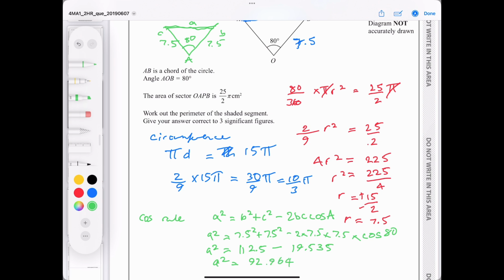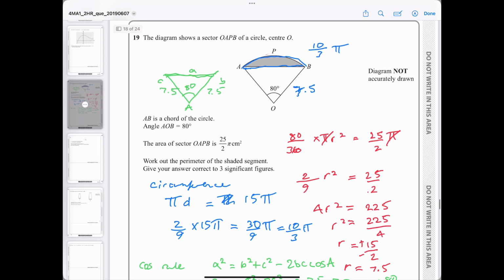92.964. Then we're going to do answer times -1 for various reasons, and then we're going to do square root of the answer equals. So a equals 9.6.